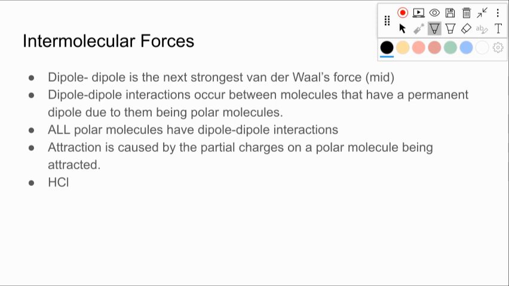With these, the attraction is caused by the fact that they have opposite charges on the different ends of the molecule. So let's do HCl for this one. H has 1 valence electron, Cl has 7, so there's a total of 8 electrons. And so I'm going to draw this. H is going to bond to chlorine.